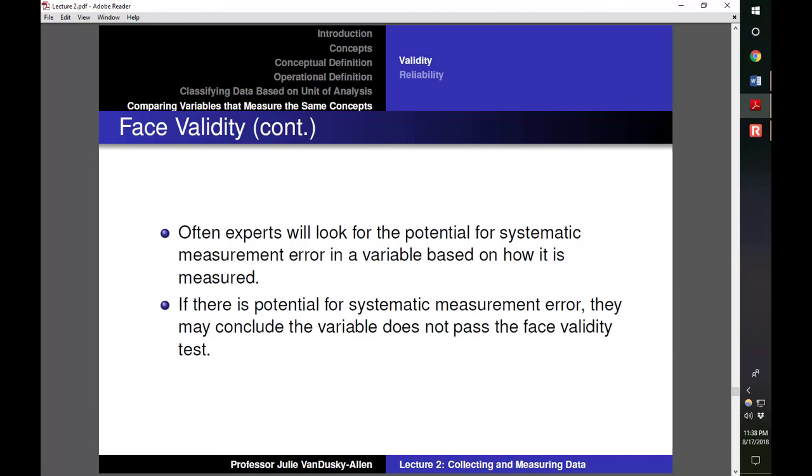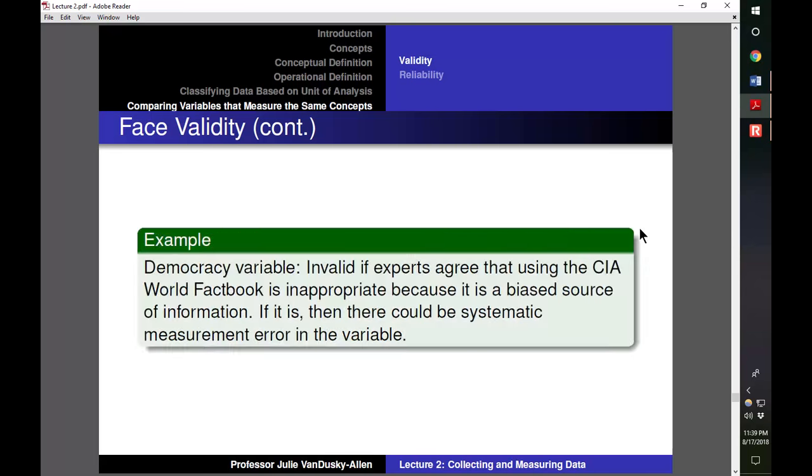Often experts will look for the potential for systematic measurement error in a variable based on how it is measured. If there is any potential for systematic measurement error, they may conclude the variable does not pass the face validity test. For example, we could look at our democracy variable and think deeply about whether there may be reasons why the variable might miscode some cases. We already did this when we discussed threats to validity in the previous slides.